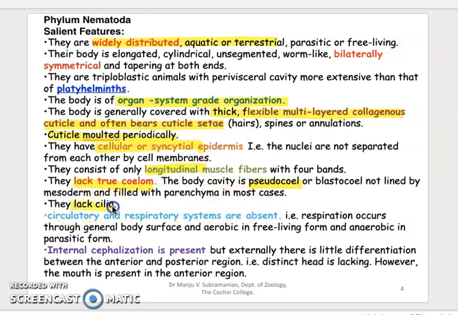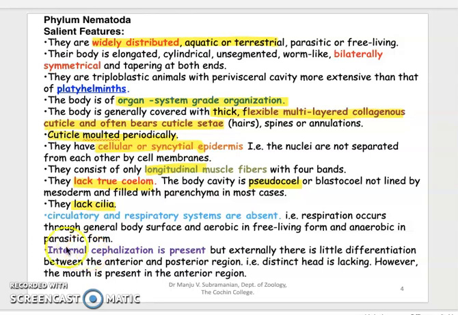They lack cilia surrounding the body, when compared to the other phylum, which I hope you remember. Then the circulatory and respiratory systems are absent, since most of them are parasitic forms. In this organism, respiration takes place through the general body surface, and is aerobic in the free living forms and anaerobic in the parasitic forms.